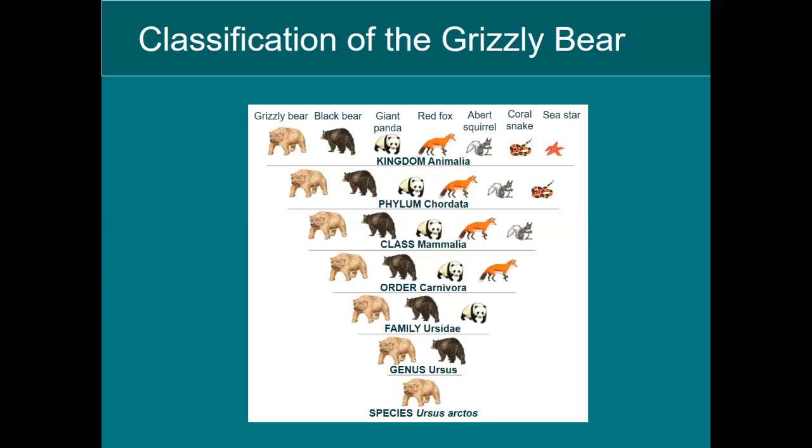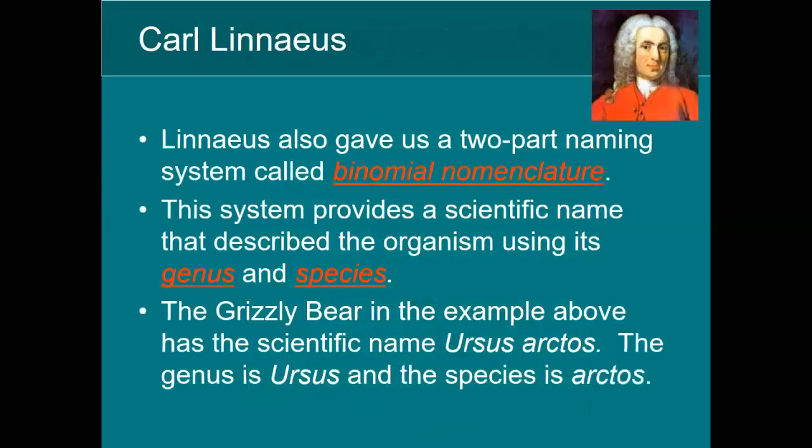When we start taking a look at this process of binomial nomenclature, this came from Linnaeus also. It is using the genus and species, and as I just showed you in the previous example, genus is always going to be capitalized, species is always going to be lowercase, and both are written in italics. So for the grizzly bear in the example before, you see the scientific name Ursus arctos. Ursus capitalized, arctos is lowercase. Both of them are in italics. So Ursus is genus and arctos is species.